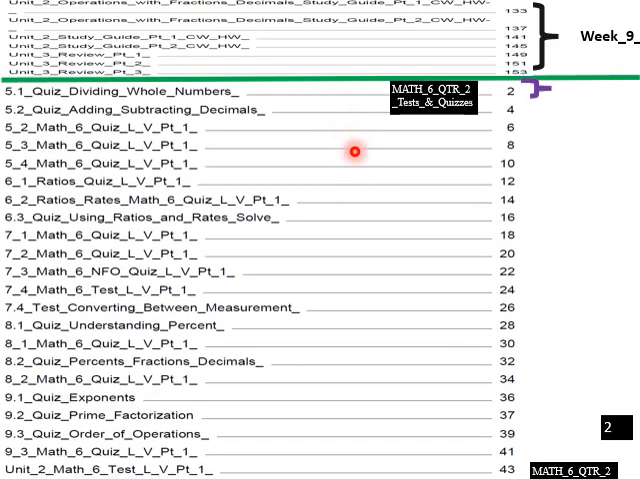And then our quizzing and testing schedule. We start out with our pretest of dividing whole numbers, and that'd be your 25-minute diagnostic test. And then week 1, quiz for adding and subtracting decimals. And then 5.2, week 2 quiz, 5.3 quiz, 5.4 quiz is week 3. And then 6.1 is ratios for week 3, still ratios. Week 4, using ratios and rates, solving that.